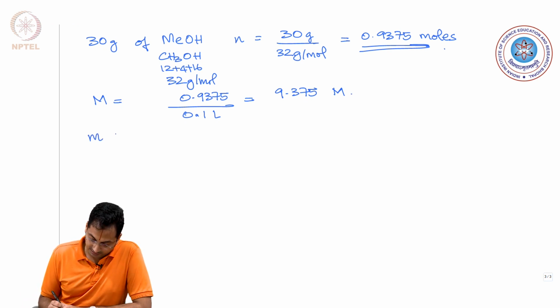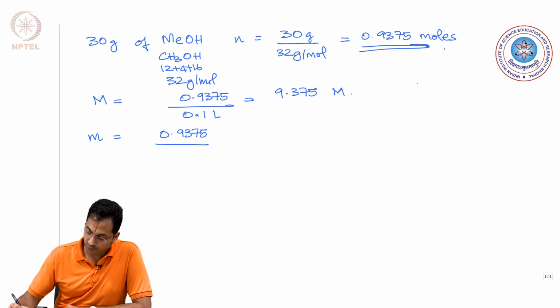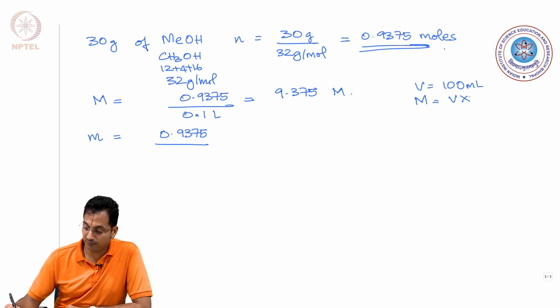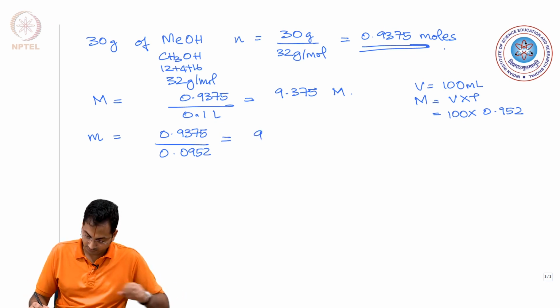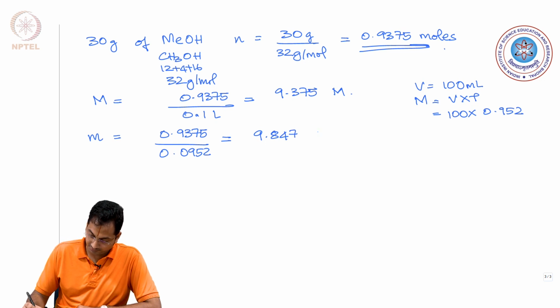Moving on, what is the molality? Molality is going to be given by 0.9375. As we know, volume is 100 ml and you need to convert it to mass. The mass is going to be given by volume times density. 100 times density, which was 0.952, and that is going to be equal to 9.847 molal.